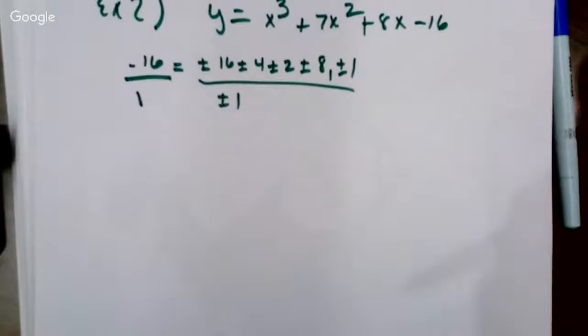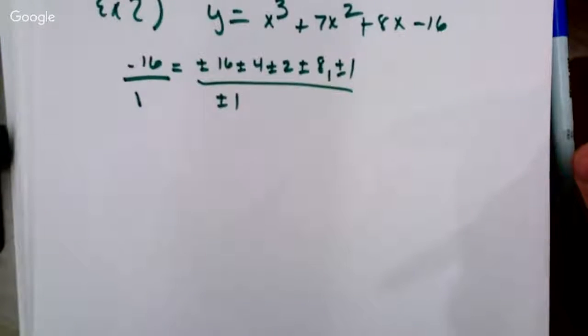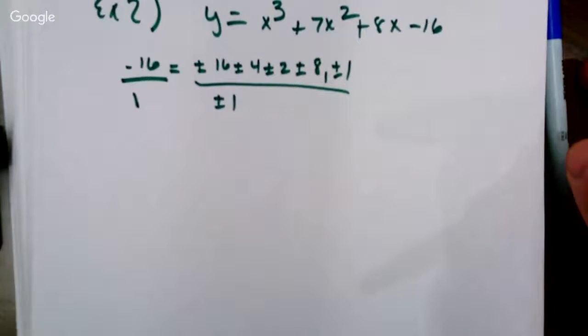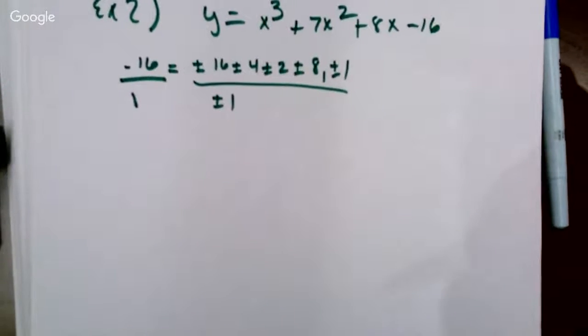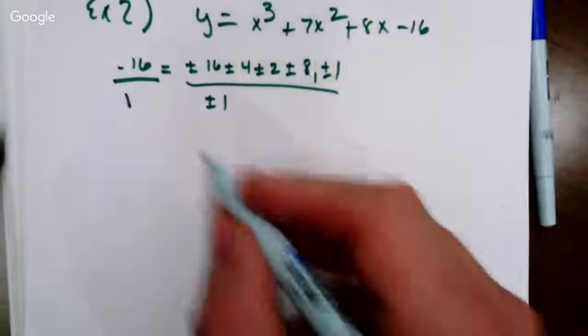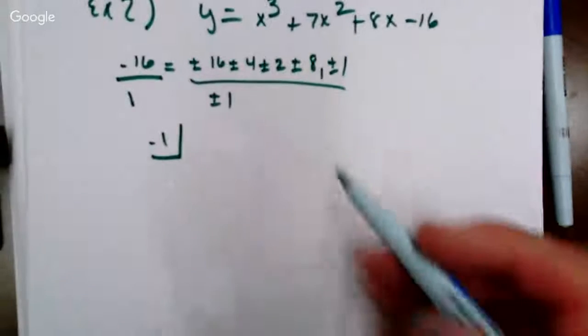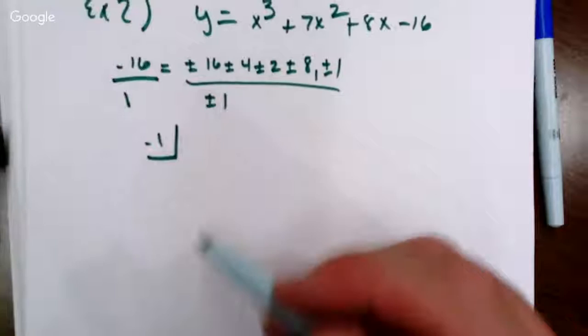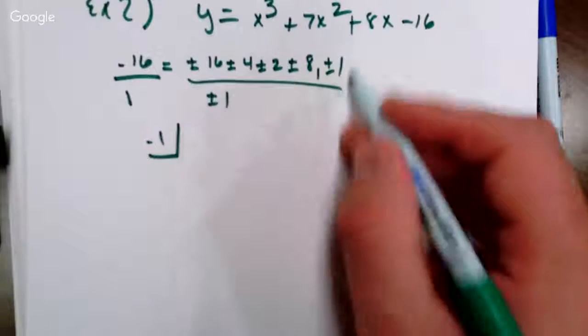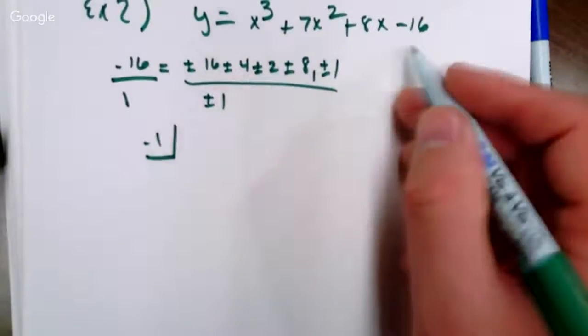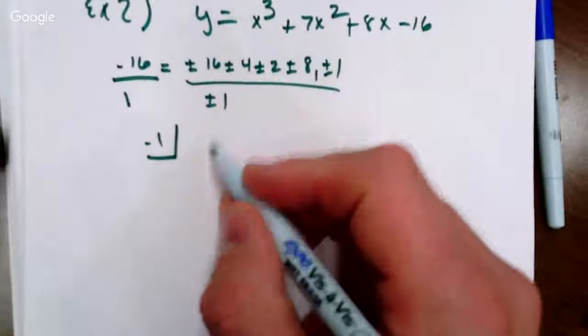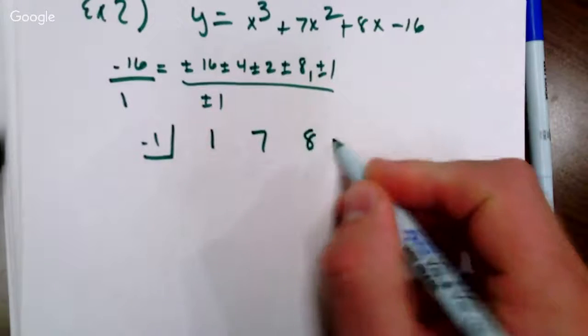Which one's going to work? I'm going to be honest with you, I don't have a clue. I'm just going to guess and check to see which one works. Volunteer, what number should we try first? Okay, let's try -1. I usually start from the small ones and work my way up to the big ones. So the coefficients for synthetic division are 1, 7, 8, and -16.